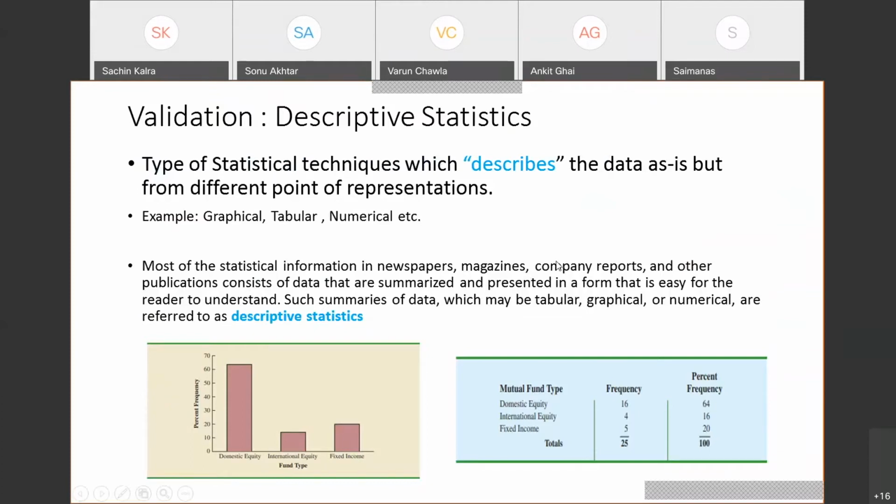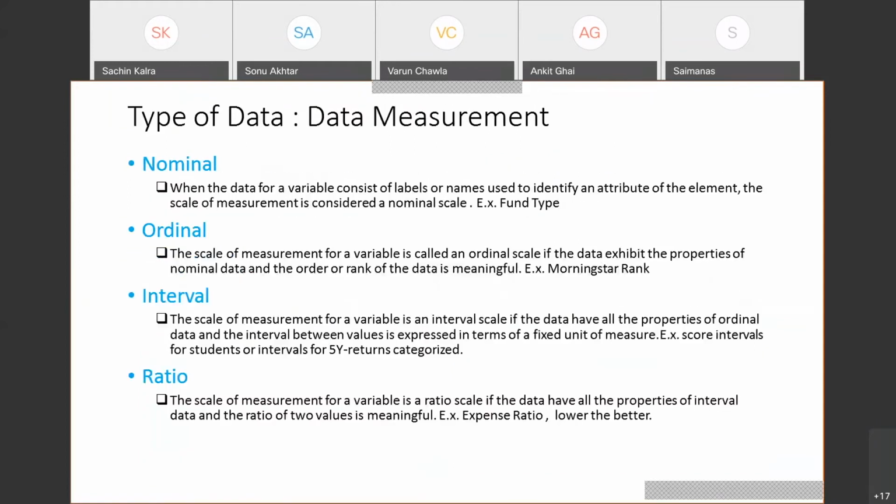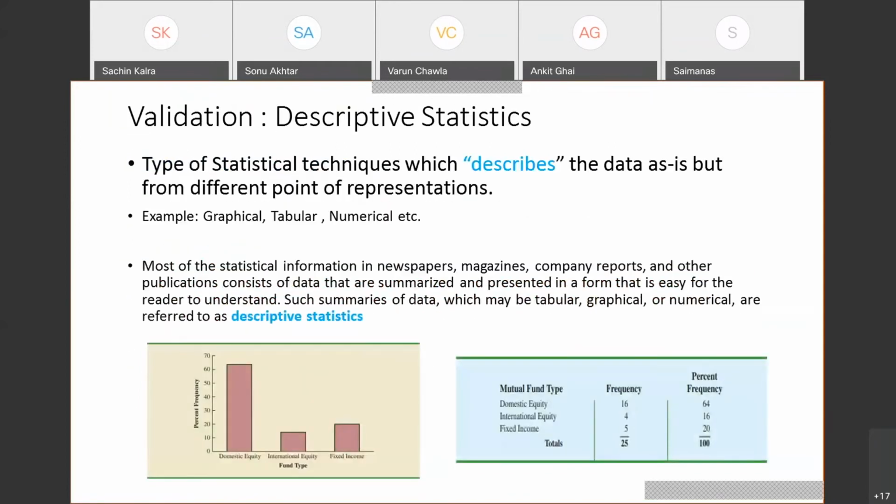Now, to give an example of descriptive statistics from this data, just have a look at this visualization. This is called a bar chart. On one axis we have the fund type and we have the percent frequency. Let's go back to the data. This bar chart is based entirely on this one column only. Looking at this column, I cannot simply say which fund type is the most and which is the lowest, right? So what we did is we created a bar chart.